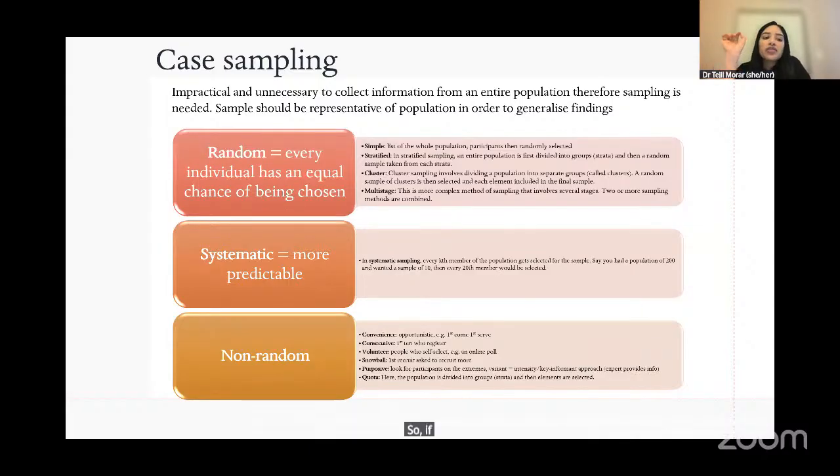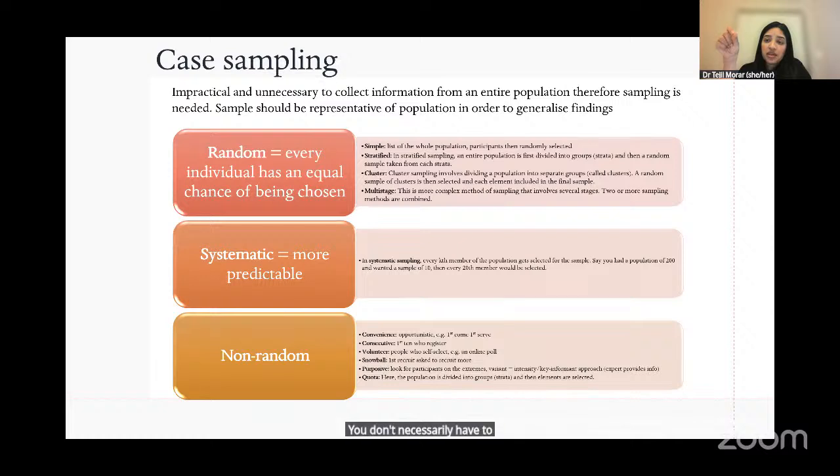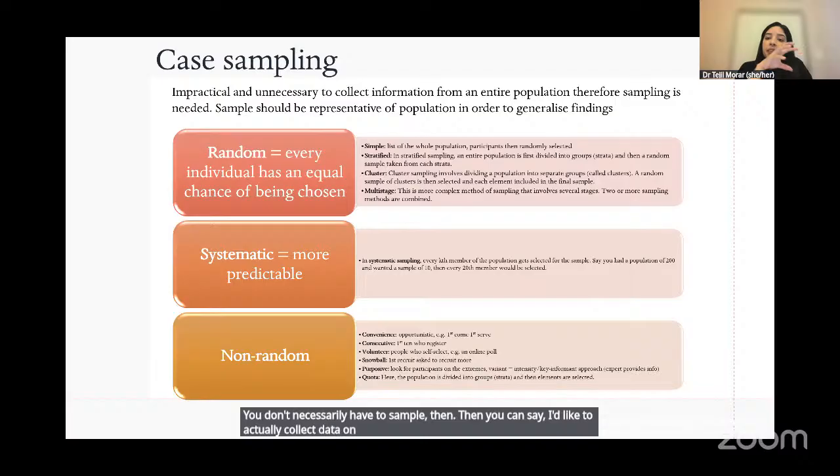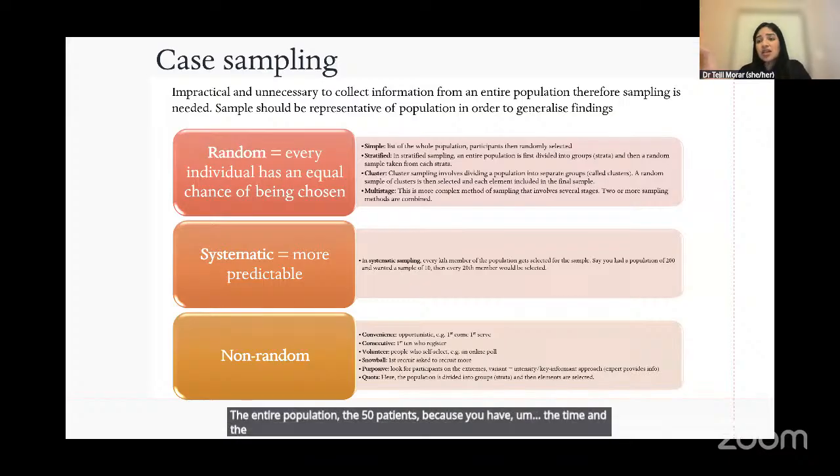So if you have a small population, say you're studying a rare condition that has only 50 patients in the clinic, you don't necessarily have to sample. Then you can say, I'd like to actually collect data on the entire population, the 50 patients, because you have the time and the resources and it is feasible. But generally not.